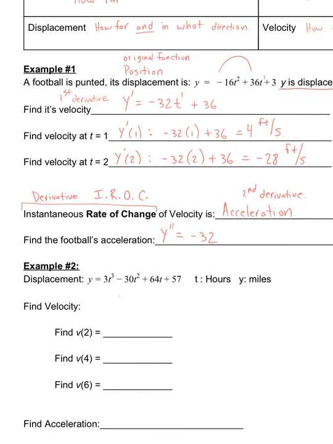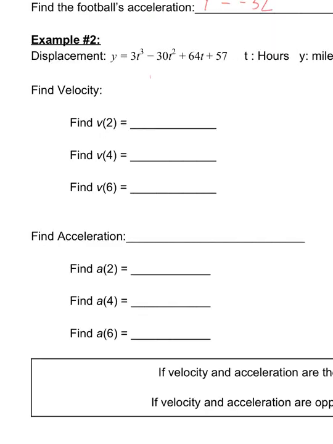Example number 2. Now our displacement, which again is the original function, is given by this function. It's a cubic. All right, our time is in hours, so that's our x-axis. Our y is in miles, that is our y-axis. So the first thing we're going to do is we're going to find the velocity.